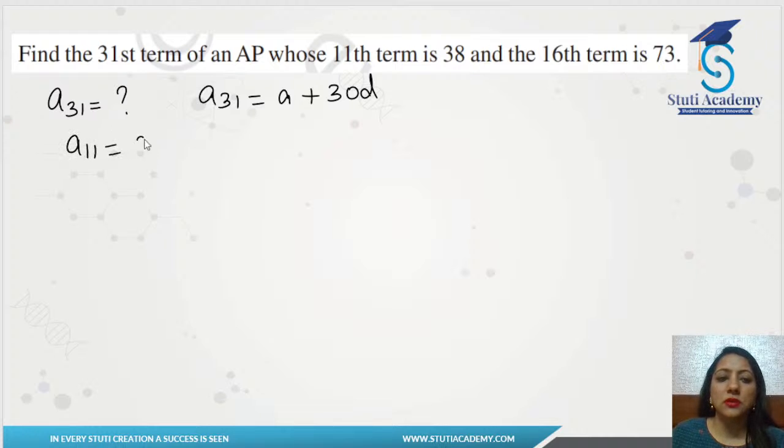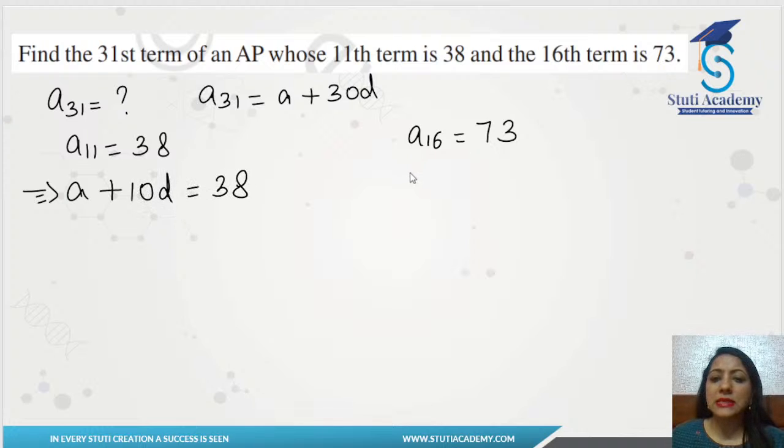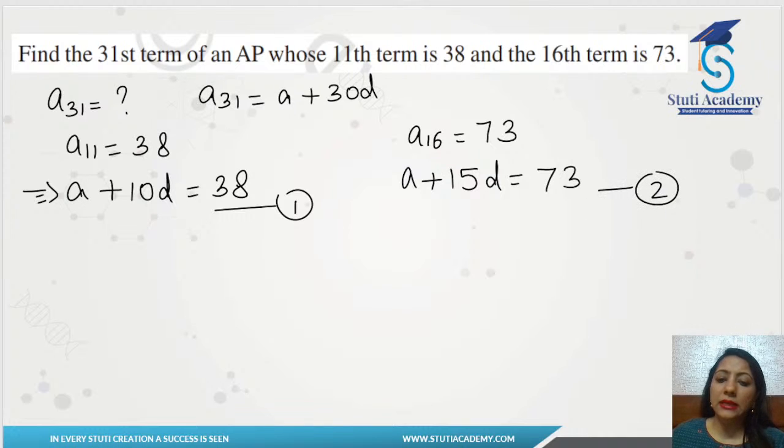We know that the 11th term is 38 and the 16th term is 73. Now this A11 can be written as A plus 10D and this is 38, and A16 can be written as A plus 15D, that is 73. So these are two equations which we have. These are linear equations in two variables, A and D. From here, we can solve for A and D using the elimination method or substitution method, whatever we are comfortable with. I'll be using the elimination method here.